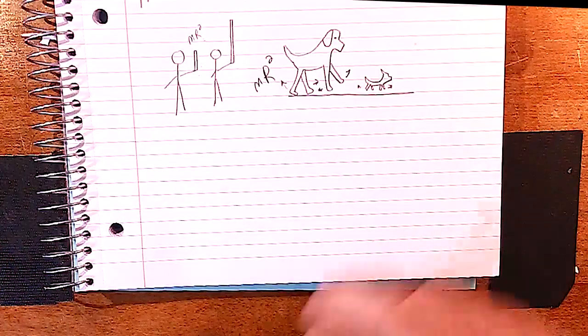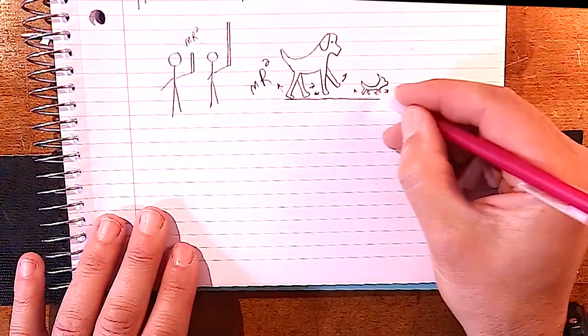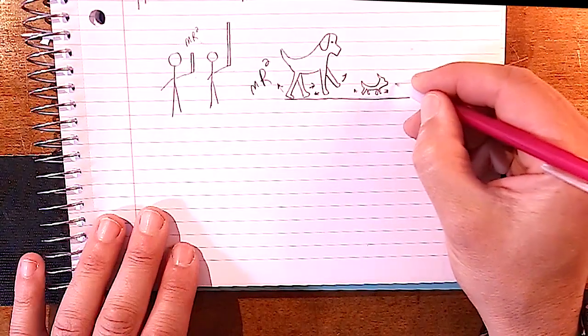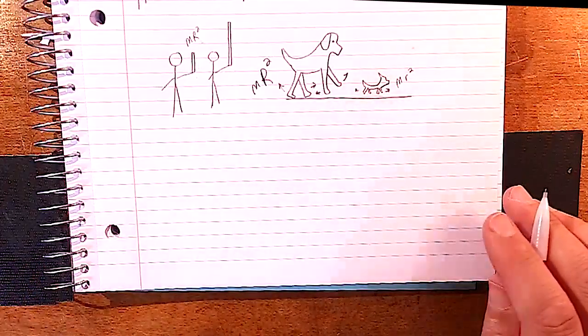But little dogs, they just walk, they just cruise along and their feet move back and forth very quickly because they have a very small moment of inertia.